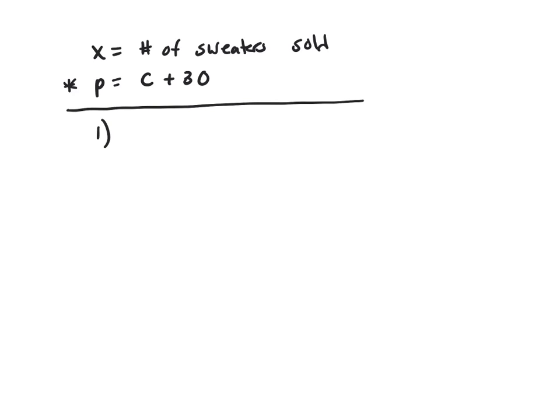Clue 1. During the sale, the total revenue, where revenue is number of items sold times the price. So the revenue would be X times the price with this, which is cost plus 30. And they tell me that was 270. All right. Well, I'm trying to find X, but I've got two variables, so I can't find X because I have C.